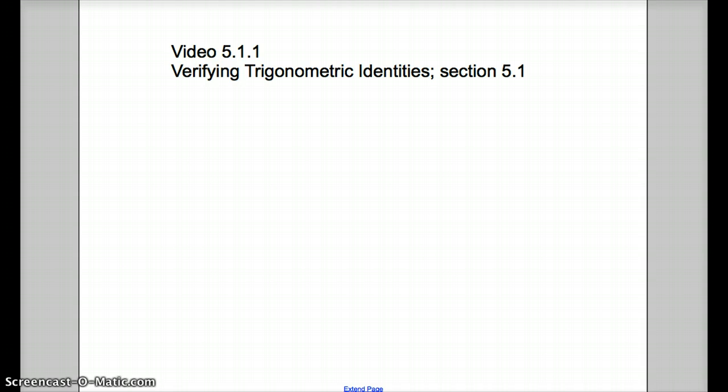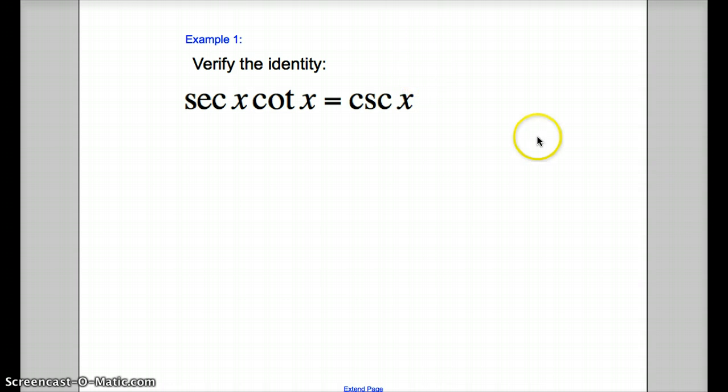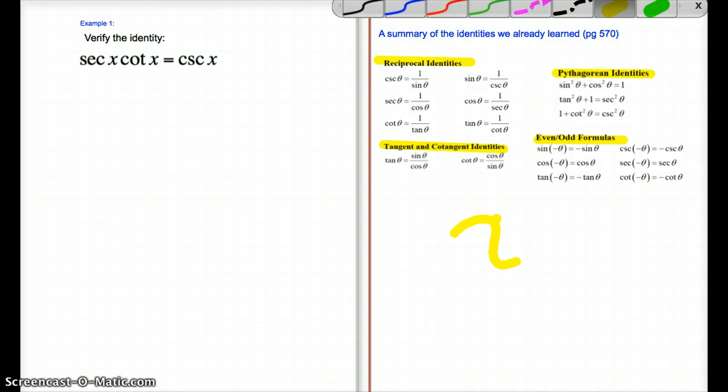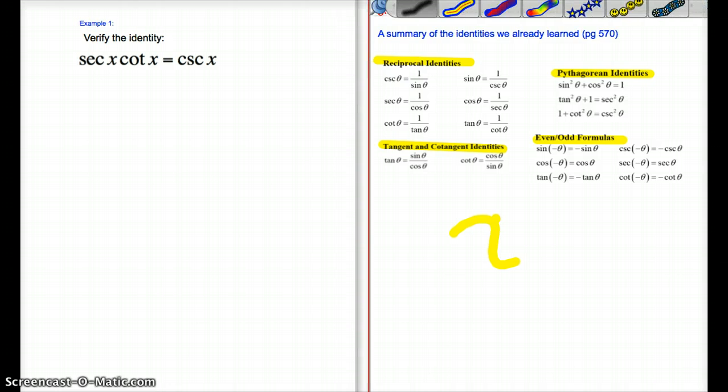So you've already seen some of the fundamental identities that we've already discussed. Let's take a look at those in helping us verify this first trigonometric identity. So we have this set of identities that we already know. They include the reciprocal identities, Pythagorean, tangent and cotangent, and even odd. We're going to use these identities in order to help us with the other identities that we're going to work with. So we're going to take this identity.